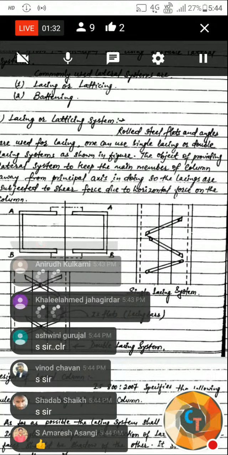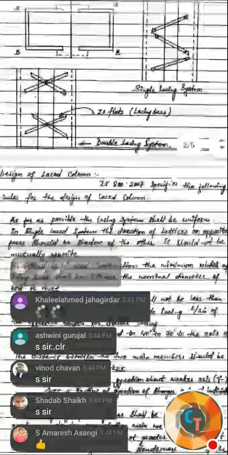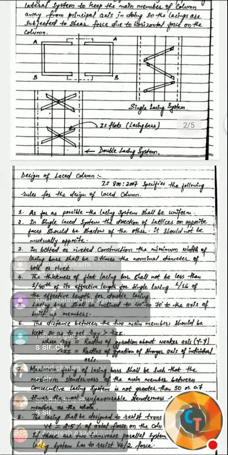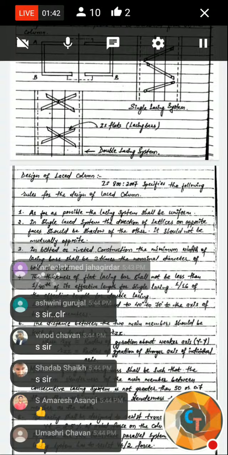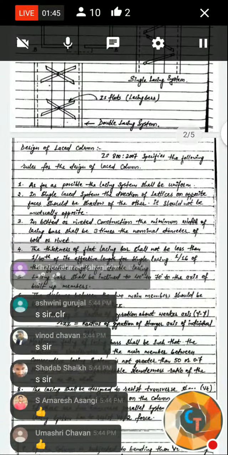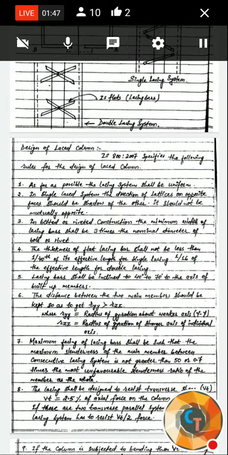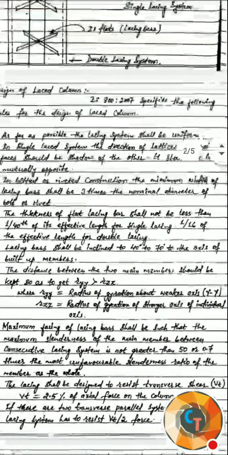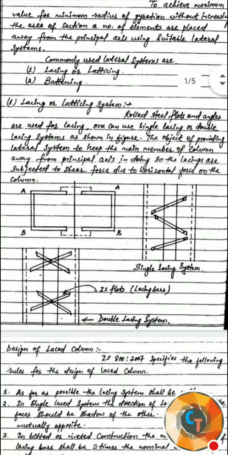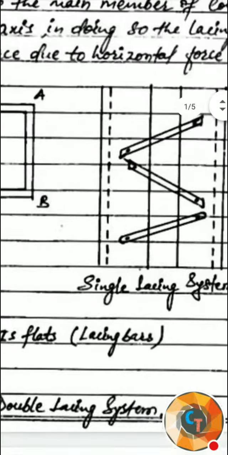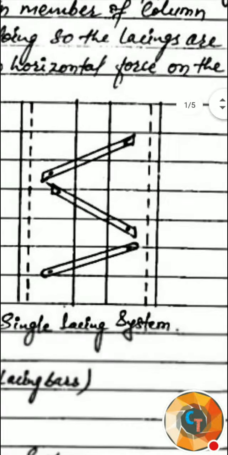Yes, fine. So here I'll be discussing the guidelines. I'll not take much time. I am here only to discuss the theory part of the lacing system. Here, this is all single and double lacing system. These are the double lacing system, and this is a single lacing system.